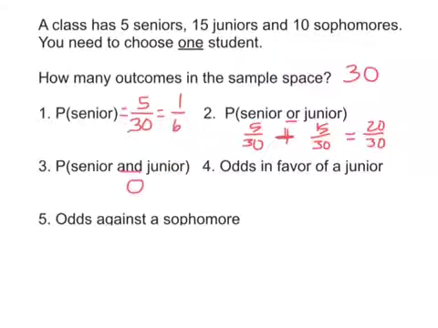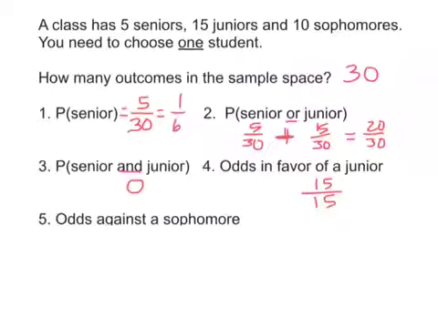All right, now odds in favor of a junior. Well, there are 15 juniors, so we start this like probability, but the denominator is not 30. And if you put 30, you have this wrong. Odds in favor of a junior means number of ways to get a junior on the top, and in the denominator, the number of ways to get somebody other than a junior. So that will be 15 as well.